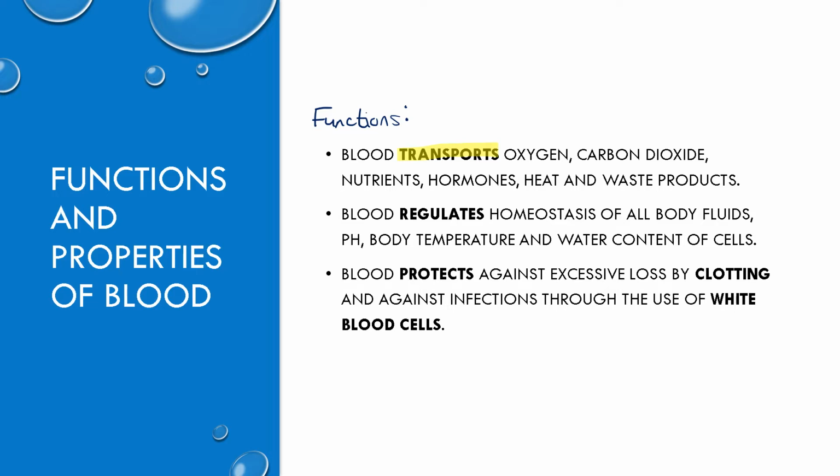Regulation is the next general function of blood, because circulating blood helps to maintain homeostasis of all body fluids. So regulation is our second main function. So blood helps to regulate pH through the use of buffers. Recall that buffers, we briefly talked about buffers before, but buffers are chemicals that convert strong acids and bases to weak ones.